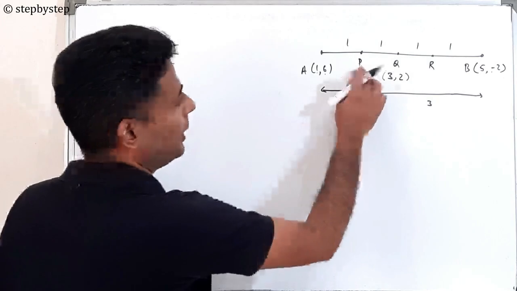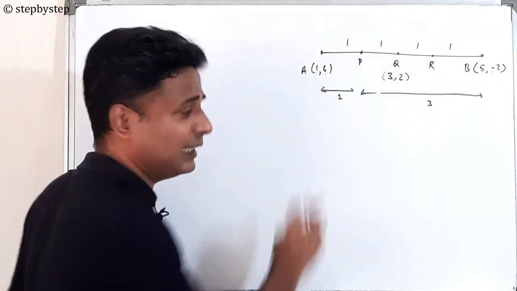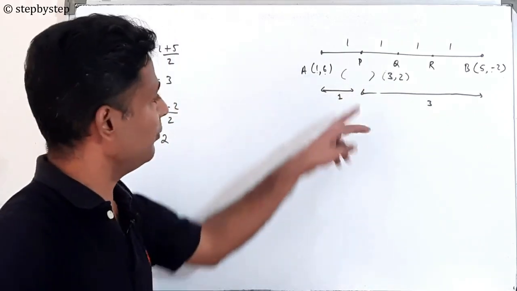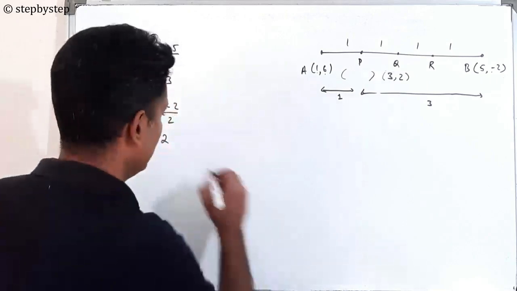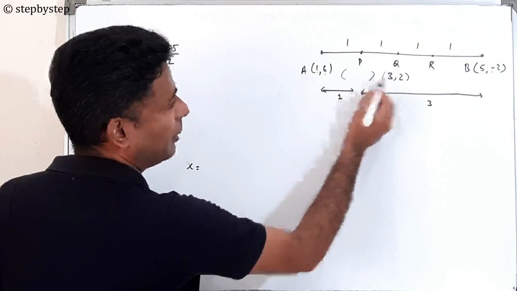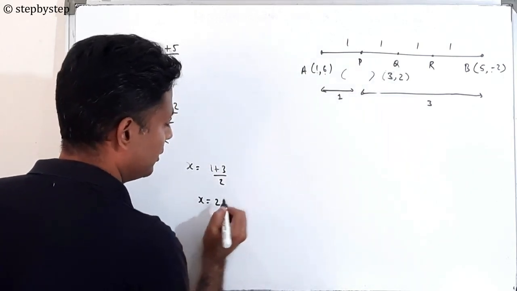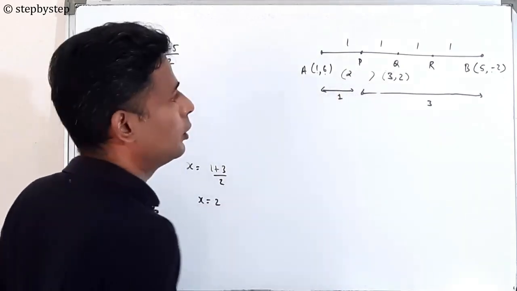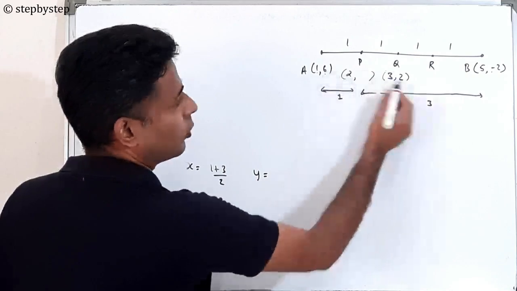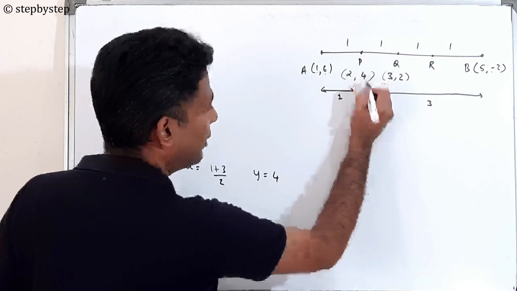Now what about P? See here, these two parts are dividing in the ratio 1:1, which means P is the midpoint. Again using the midpoint formula, we can find the coordinates of P. So what will be the coordinates of P? X coordinate of P, (x1 + x2)/2, so (1 + 3)/2. So that is 4/2, that is 2. So this will be 2. What about y coordinate? Again (y1 + y2)/2, that is (6 + 2)/2, 8/2, 4. So we get 4.